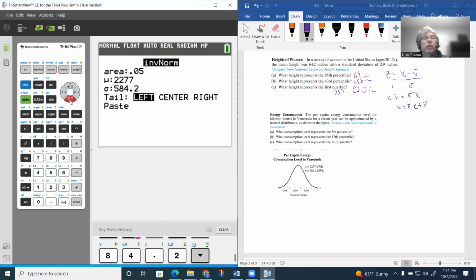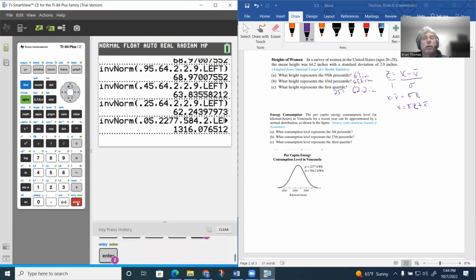That looks right. Again, we like to have that left one on mine. You shouldn't have that, I don't think. Who knows? So we end up with this then, 1316. And since the numbers down here are all to the integers, we'll round this to the nearest whole number. So this is going to be 1316 kilowatt hours.